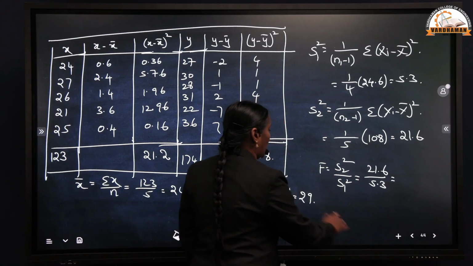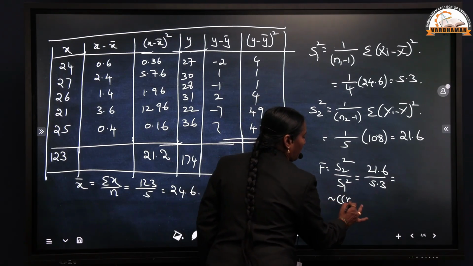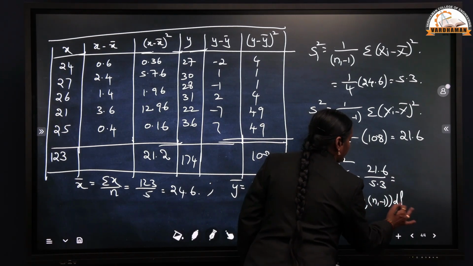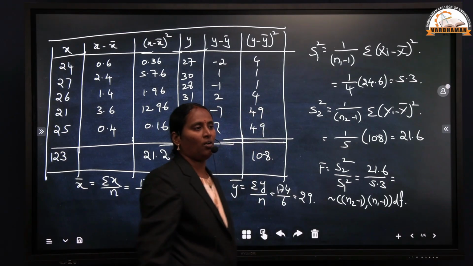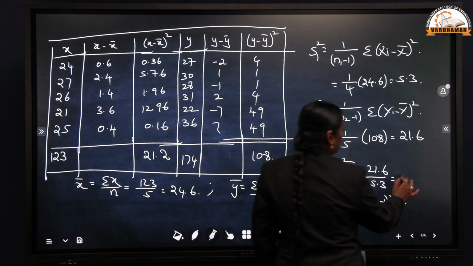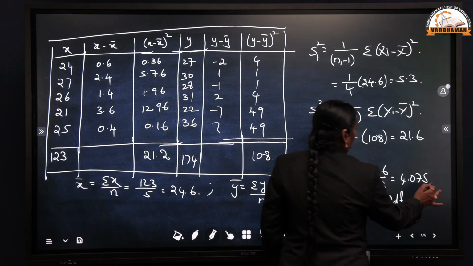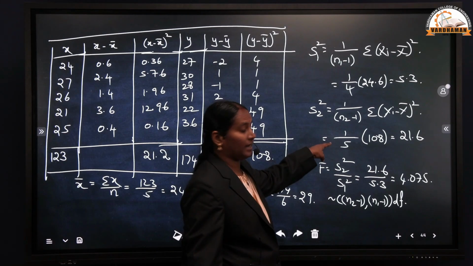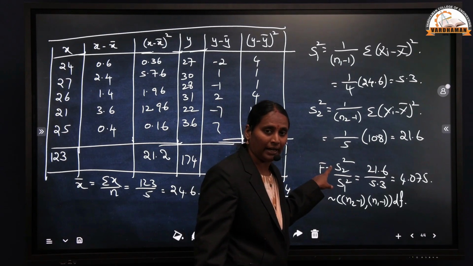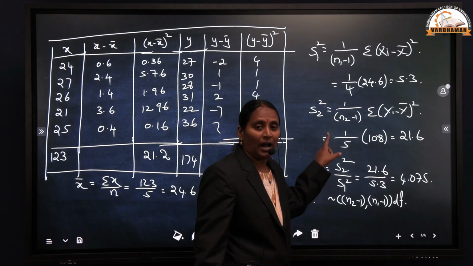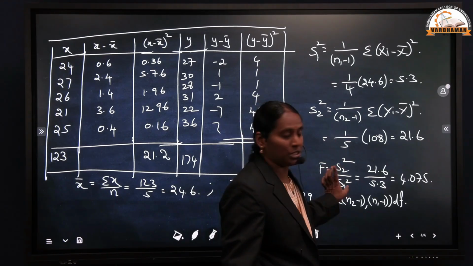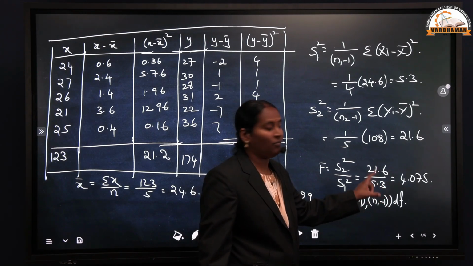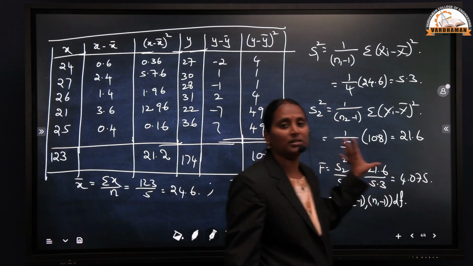Here we also find the degrees of freedom, n2 minus 1 comma n1 minus 1. So the calculated value of F is 4.075, because the numerator is the greater value. The greater value you write in the numerator, and the lesser value you write in the denominator. So the calculated value of F is 4.075. Now we are going to compare this with the table value.